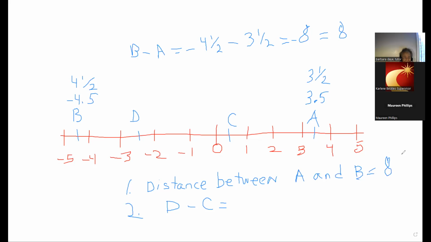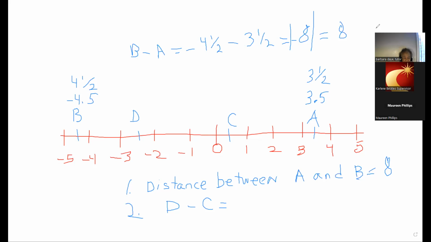I want to make sure you understand now, Maureen. Because you take one point, subtract the other one, and then you take the absolute value of that result. So the absolute value of minus 8 is 8. Got it? Or you could count it. Do you see the 8? If you go from A to B?